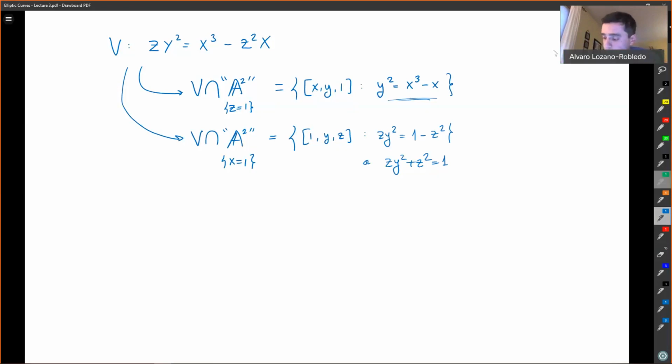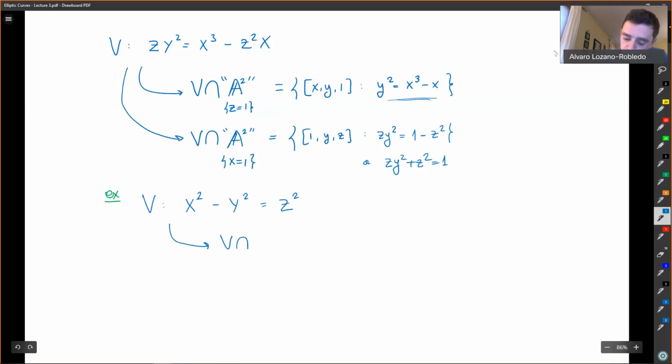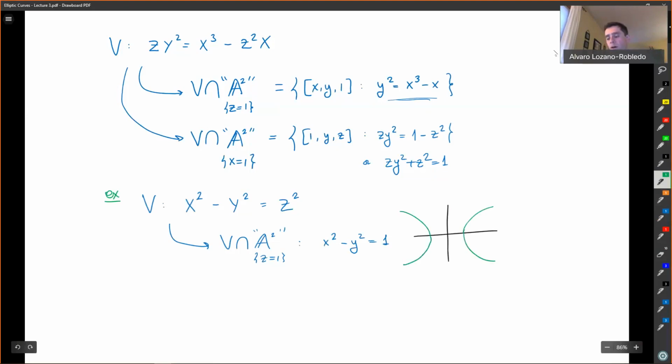Let me give you one more example about charts that is interesting, I think, which is what happens with conics. So let's start with a projective algebraic set given by x squared minus y squared equals z squared. I can do a chart. I'm going to intersect it with z equals 1. Then z equals 1 gives me the chart x squared minus y squared equals 1. That is a hyperbola, right? If you plot it, I hope I'm getting this right, it goes like this. But anyway, it's a hyperbola.